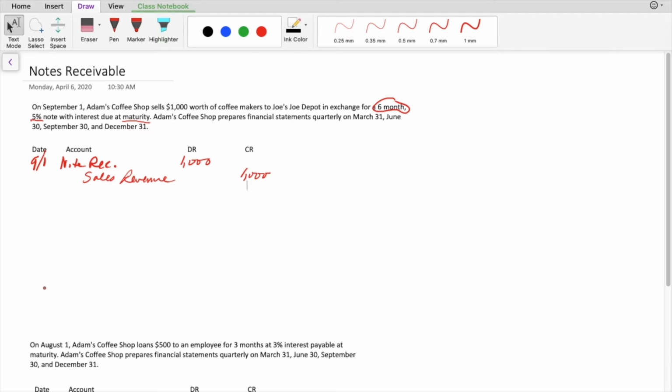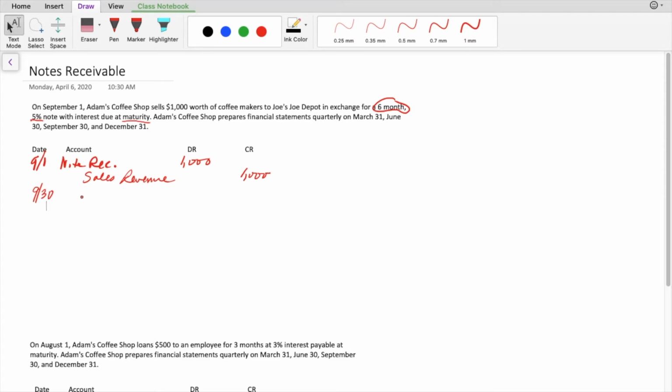Now, the next thing that happens, the next date that we care about is what? The next date we care about is September 30th, because on September 30th, we are preparing financial statements for the end of the quarter. Now, on September 30th, we're not going to get any money. This note is for 6 months, which means at the end of 6 months is when we're going to get the money. But we need to record something here because we are charging interest for this $1,000 and we are owed money. We have earned the interest.